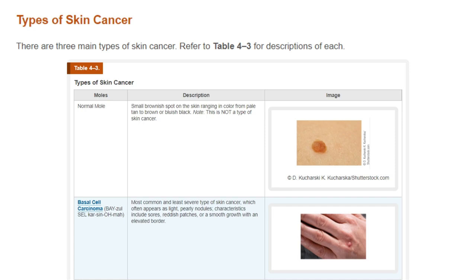Types of skin cancer. Moles, normal mole. Description: small brownish spot on the skin ranging in color from pale tan to brown or bluish black. Note, this is not a type of skin cancer. Moles, basal cell carcinoma. Description: most common and least severe type of skin cancer, which often appears as light, pearly nodules. Characteristics include sores, reddish patches, or a smooth growth with an elevated border.